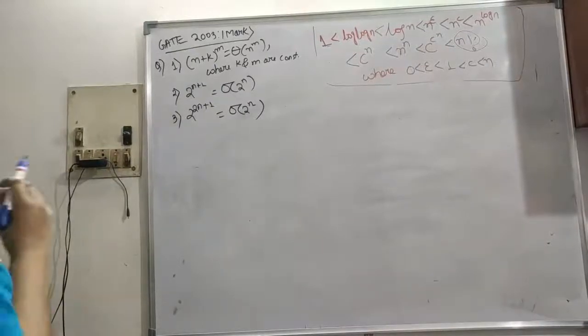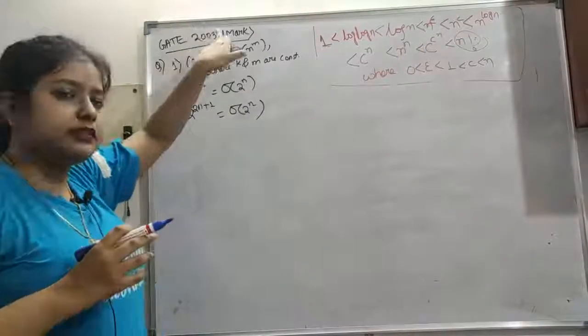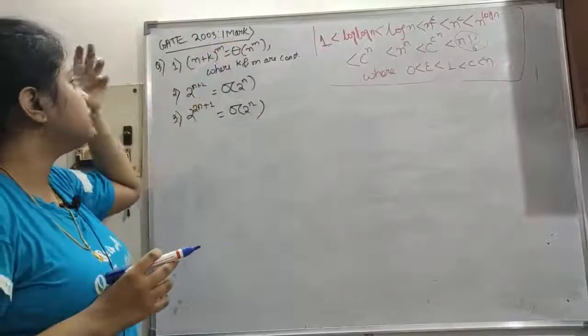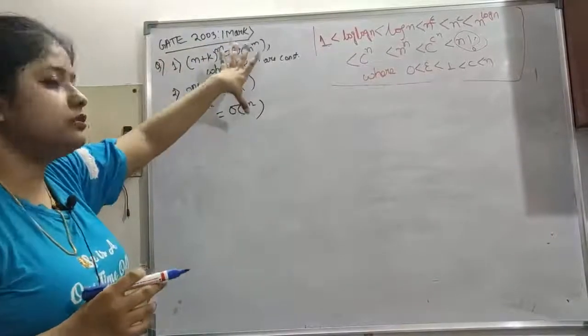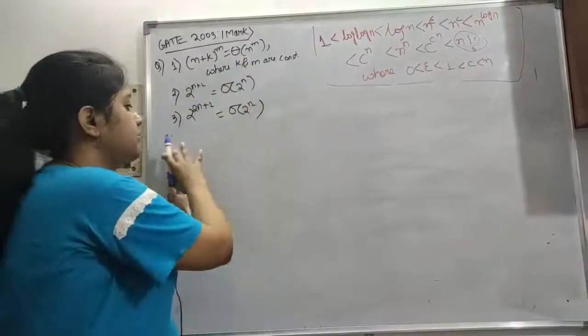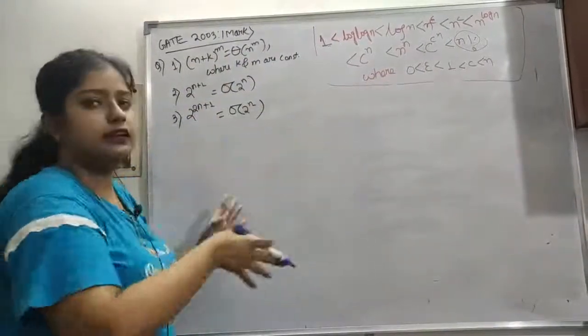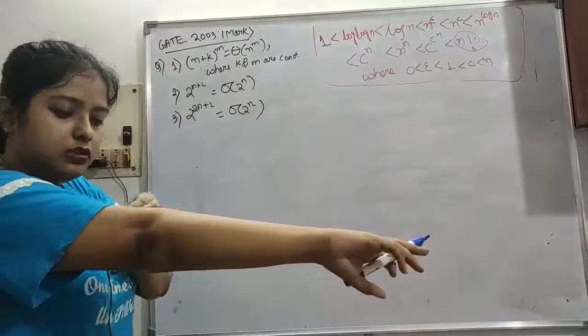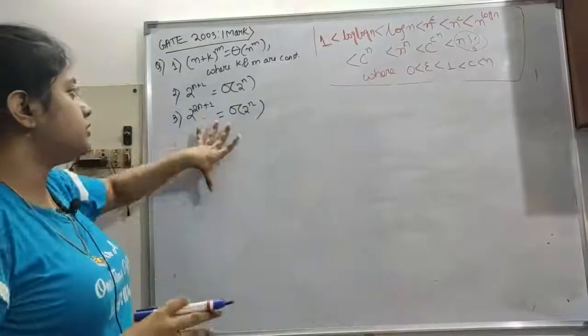So now let's say this question. This was asked in GATE 2003, a 1 mark question. These three are given, these are not options. In the options there are like 1 or 2 are correct, 2 or 3 are correct, like this. I haven't written the options. So let's focus on the question here.